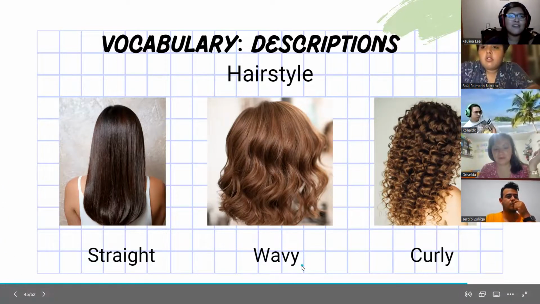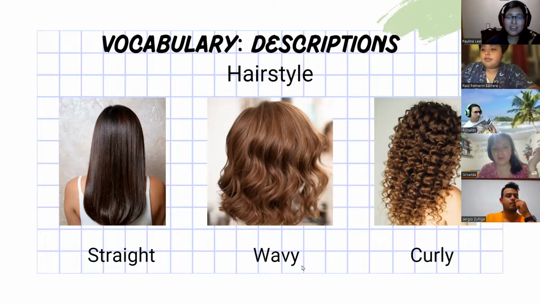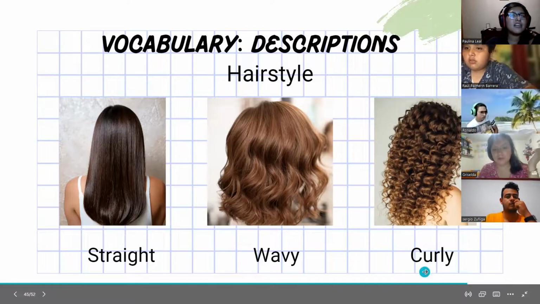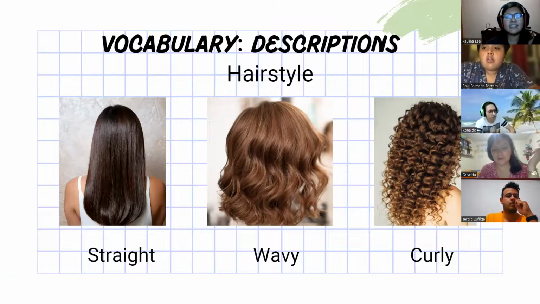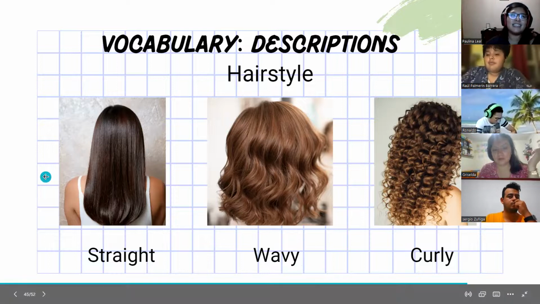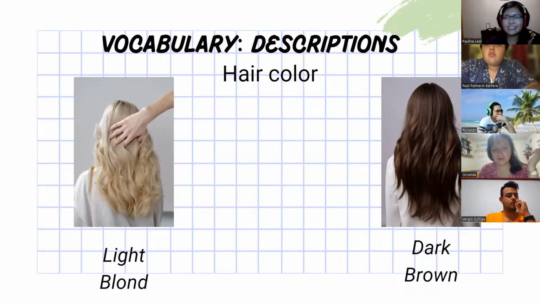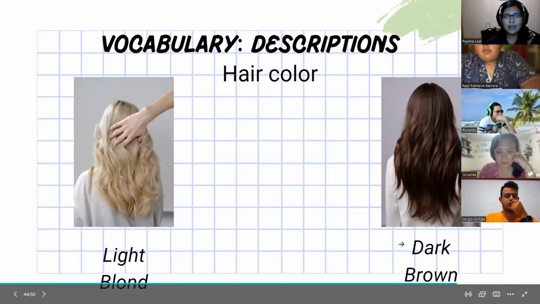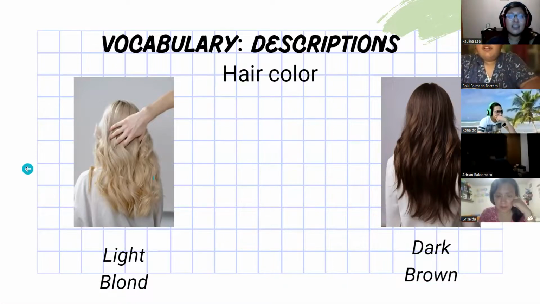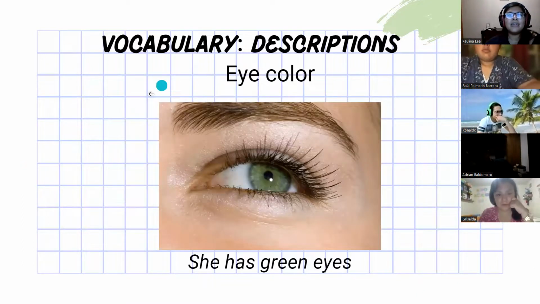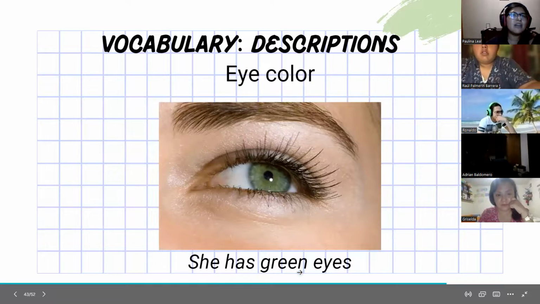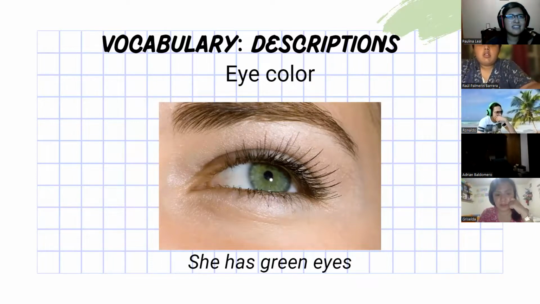Wavier or more wavy? Wavier, absolutely. Would I say curlier or would I say more curly? Curlier, yes. What about light? Would I say lighter or more light? Lighter, absolutely. Would I say darker or would I say more dark? Darker, absolutely. Would I say greener or would I say more green? Greener. We have some divided opinions. It would be greener.